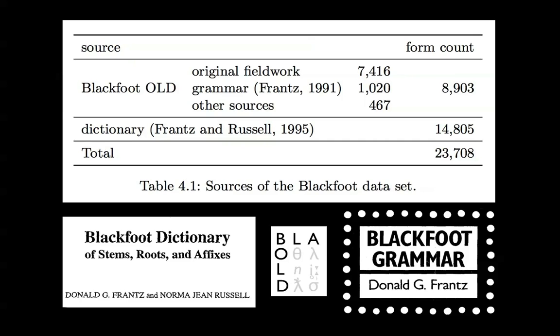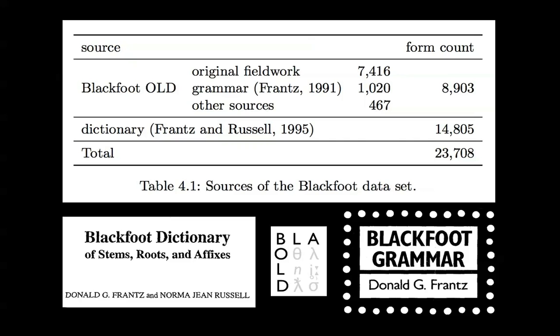This slide shows where the data come from. About 7,500 forms are from original fieldwork. About 1,000 are the example words and sentences from the grammar. About 500 are from other textual sources like Taylor's grammar or Uhlenbeck's texts. About 15,000 are the morphemes and example words and sentences from the dictionary.